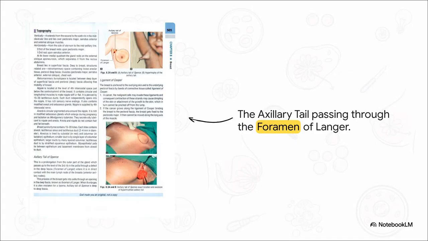Now, here's a really fascinating structural quirk, the axillary tail of Spence. This is a prolongation of breast tissue that extends from the outer part of the gland, passes deep through a gap in the fascia called the foramen of Langer, and goes right up into the armpit. Why does this matter? Well, because this tail lives in the axilla, if it gets enlarged, it's super easy for a doctor or patient to mistake it for a swollen lymph node or even just a harmless fatty lipoma. Knowing this specific anatomical tail exists prevents some major diagnostic slip-ups.